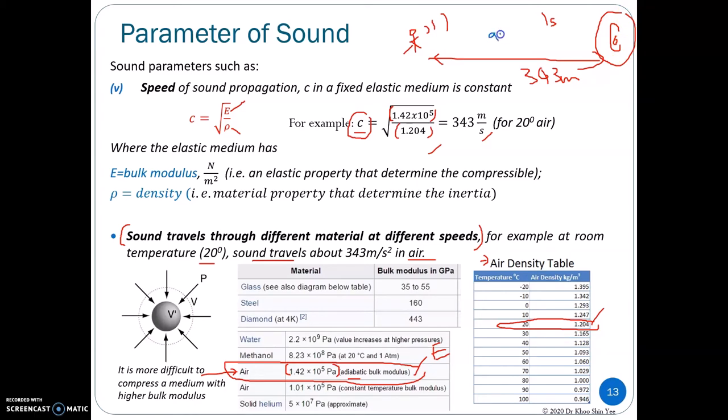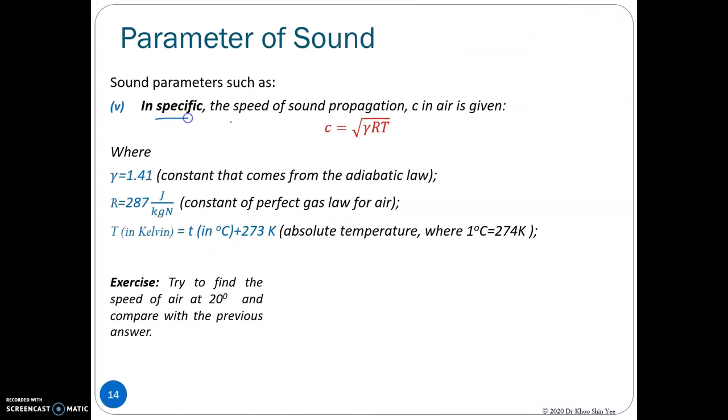So in this case, the sound medium is the air at 20 degrees Celsius. Specifically, we can also compute the speed of sound propagation by using this formula, where this symbol, gamma, is equal to 1.41, which is the constant derived from the adiabatic law. R is the constant of the perfect gas law for air, which is equal to 287. And lastly, T is the temperature in Kelvin.